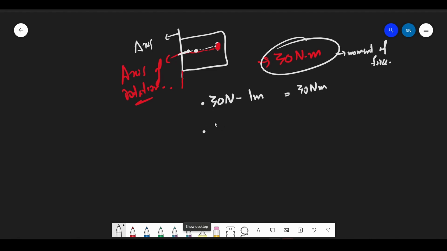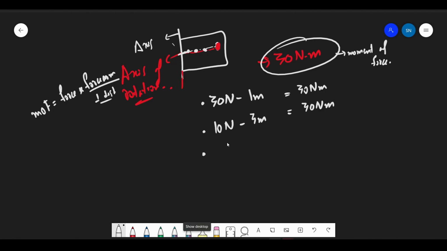Okay, Fatima, can I also generate a 30 Newton meter moment of force if I apply a 10 Newton force and instead place the handle at 3 meter from the axis of rotation? Will the product still be 30 Newton meter? I guess. Right. Now, why do I multiply them? Because moment of force is equivalent to what? Force multiplied by force arm, or the perpendicular distance, right? Whatever you want to call it.